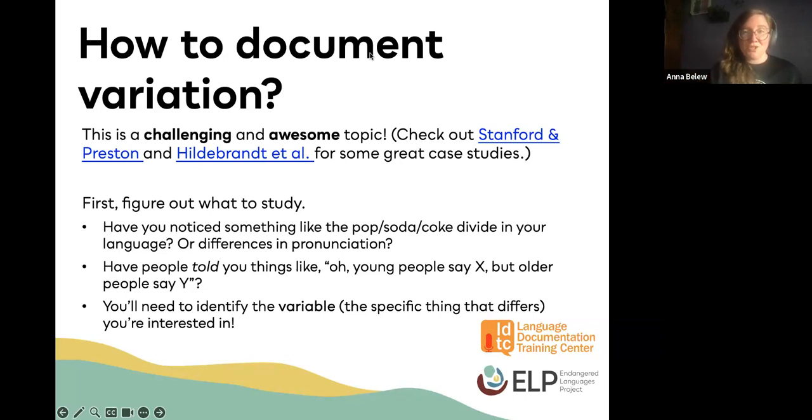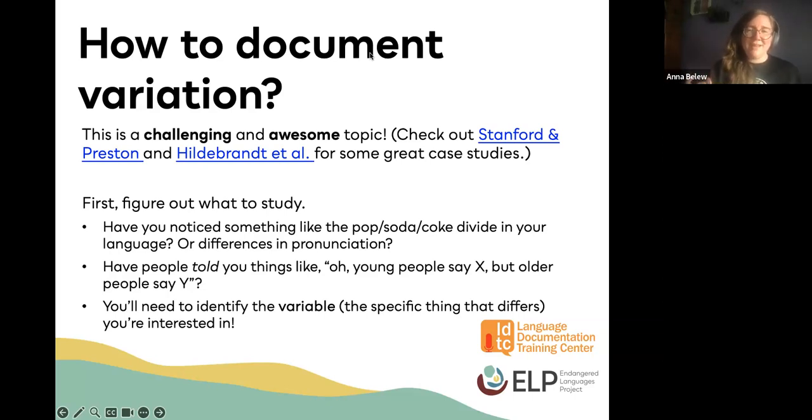But your first question, again, much like a survey, when you start looking at variation, you need to have some idea of what you want to look at already. So if you are working within your own language community, a good place to start is just checking your own intuitions. Have you noticed differences, kind of like the pop soda Coke divide?